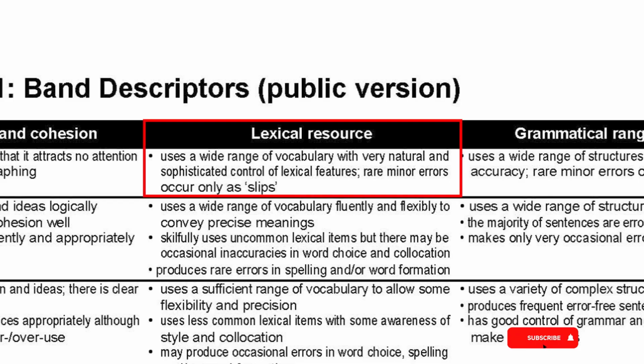And finally, grammatical range and accuracy: uses a wide range of structures with full flexibility and accuracy. Rare minor errors occur only as slips. So they have really good control over their grammar. In grammar, their mistakes are very few. They use all the structures very carefully. So there you go. That is how you get 9 bands, right? It sounds easy, it's a little difficult, I know, but with practice, you'll be fine. Don't worry. Now let's look at what is happening with the band 5 candidate.